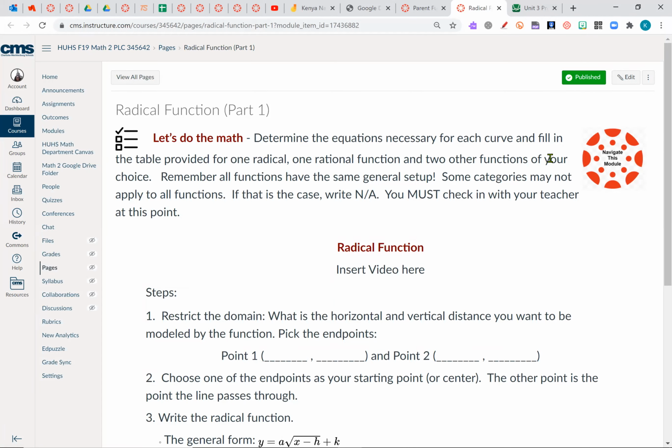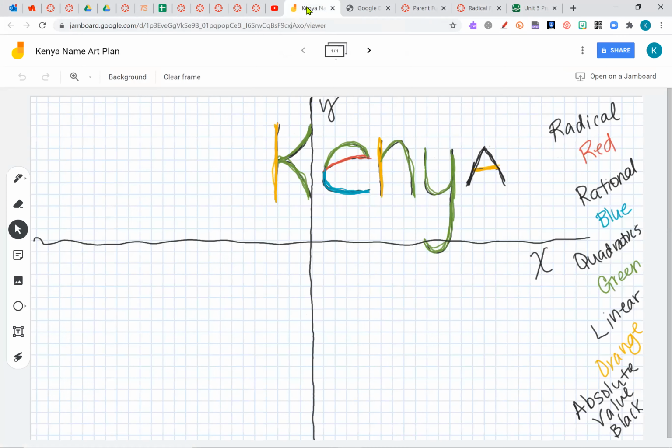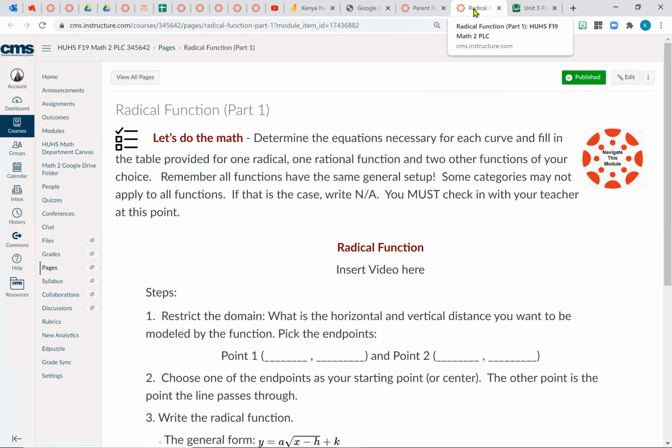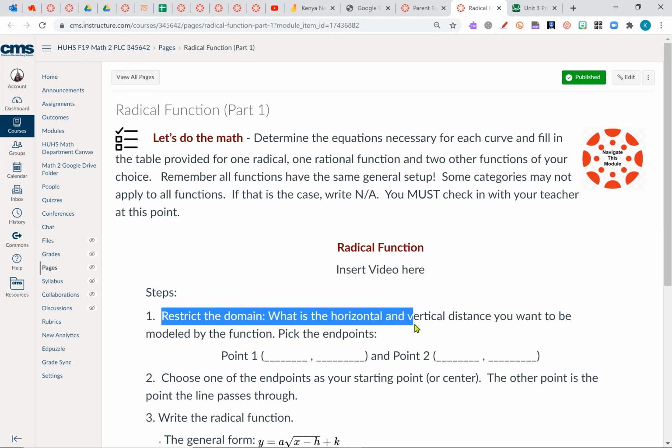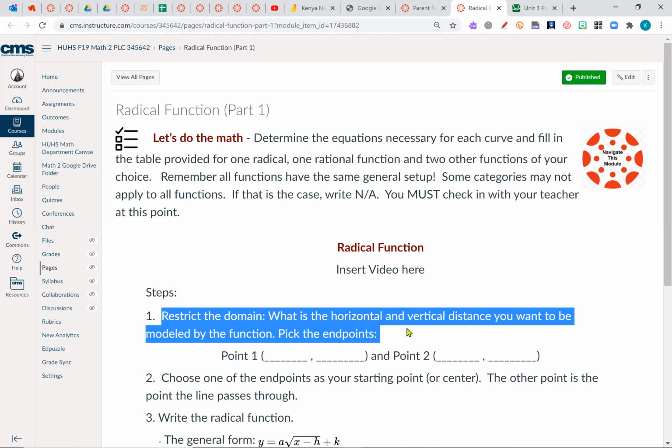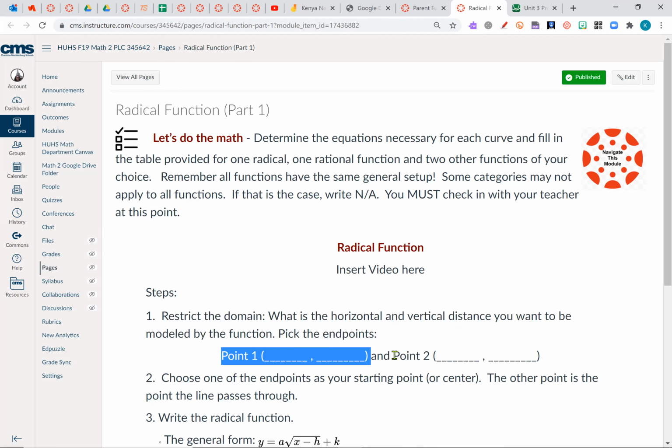Hi, everybody. In this part of the video or the project, we're going to be looking at writing our radical function from our graph paper now. So we're actually going to start here on our graph paper. The first thing we need to do, and let's look at the directions, is restrict the domain. So we need to figure out what is the horizontal and vertical distance you want to be modeled by the function. So we're going to pick the two endpoints, point one and point two.